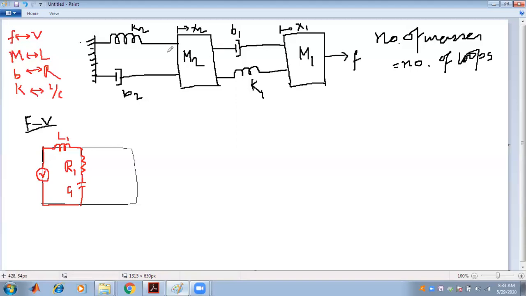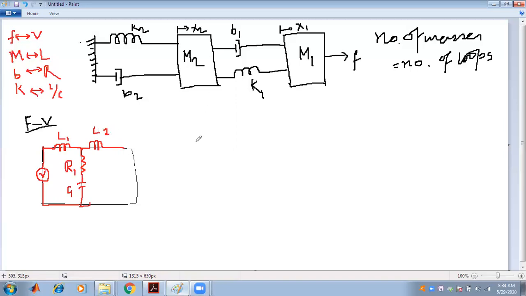Now for loop 2, M2 is connected to K2. So K must be replaced by the capacitor. And another is M, the inductor. This is the loop for M2. So M must be replaced by L2. So first write L2. M is replaced by L2.